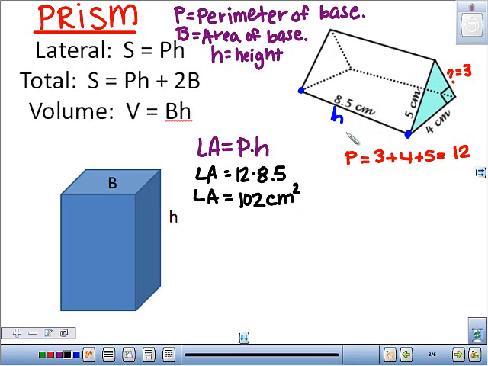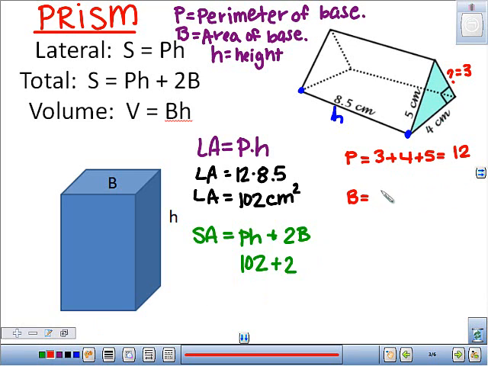And then we will do total surface area, which is going to be Ph, that's the lateral area, plus the 2 bases. So we've already found Ph, and that's 102, so I can simply plug that in. And then I have 2 bases, that's why there's a 2 here. There's 2 triangles. So I need to find this capital B, area of my base.